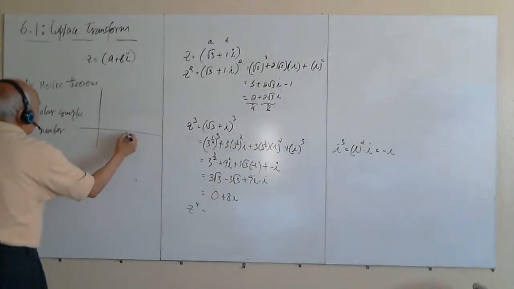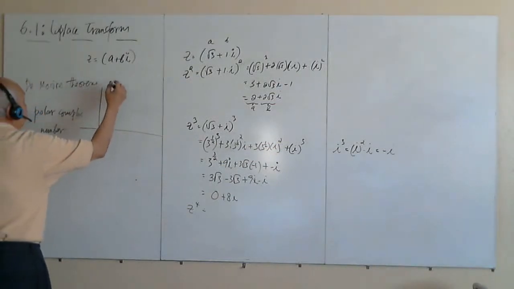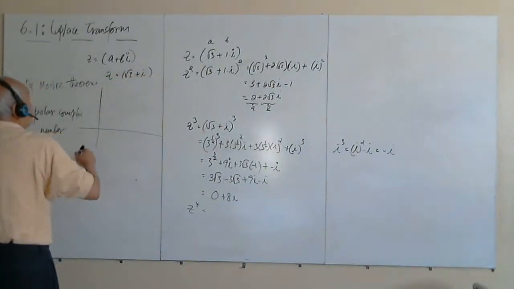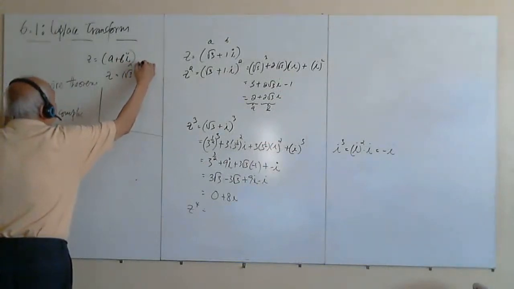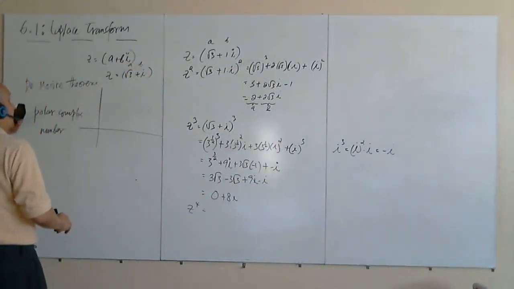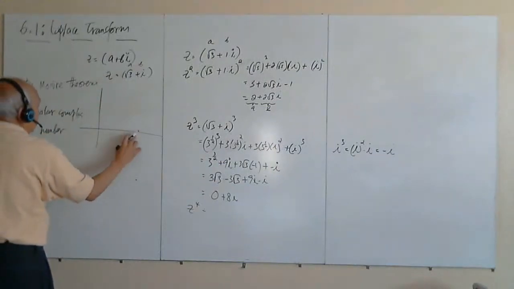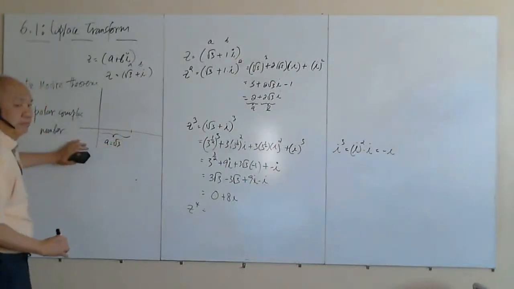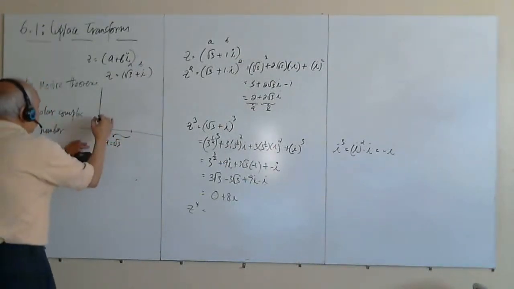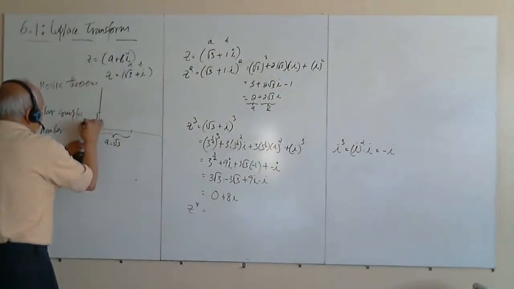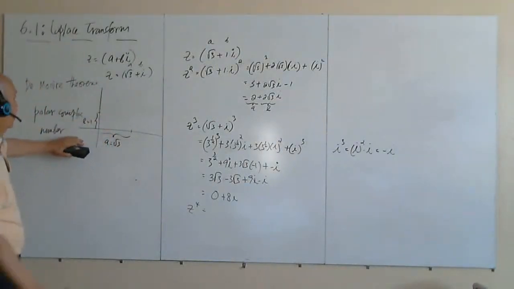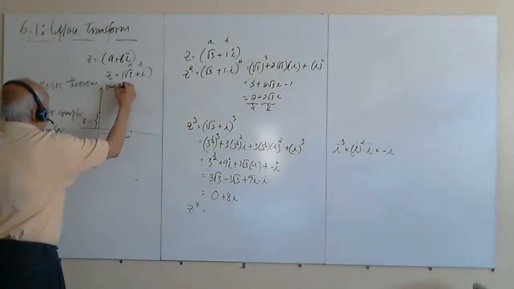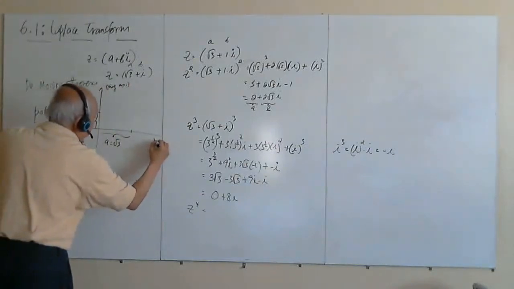Remember here, we are still using the same example with z equal to square root of 3 plus i. In that case, a is the real part and b is the imaginary part. So I'm going to say that a is equal to square root of 3, yes or no? And as far as b is concerned, b is equal to 1. And this one here is the imaginary axis, and this one here is the real axis.